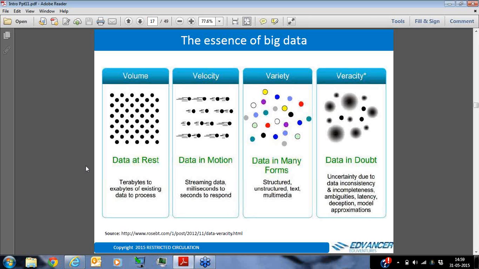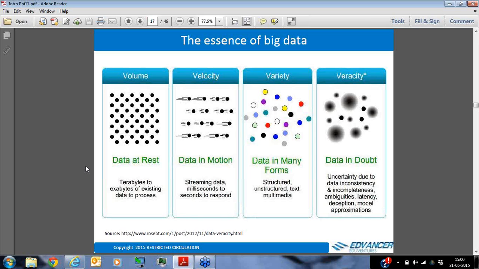So it is about streaming data. It is about real time data being generated. It is about the amount of time you have to respond to that data being generated and to take action on it. So in many cases, in real time data analysis, you may have milliseconds or seconds to respond. So that is also something which characterizes big data.